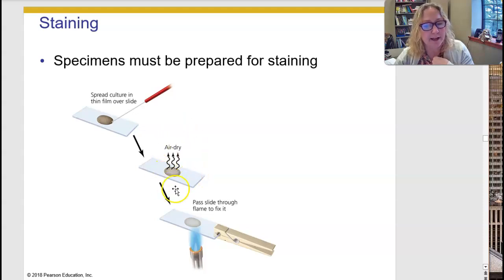You're going to air dry it, and then you're going to pass it through a flame. It's glass. You're not going to hold it over the flame until it blows up. That's not what we're doing. You're just passing it over. You're just drying and fixing it, right? It's a pass. Okay, and now you're ready to stain it.